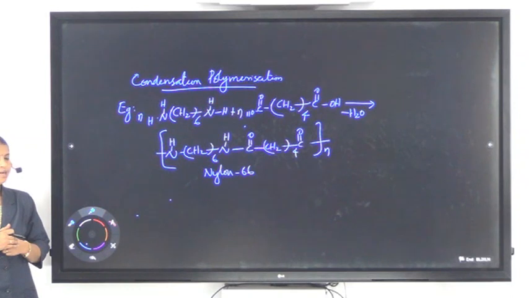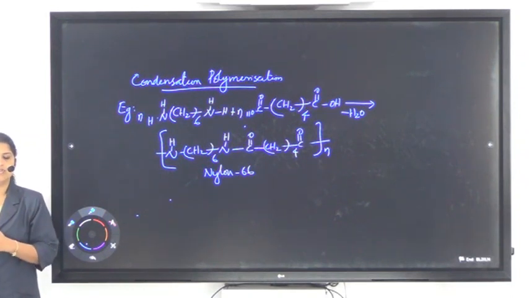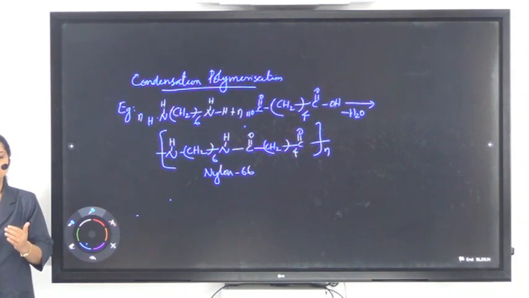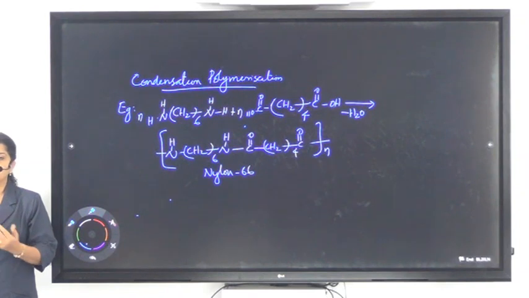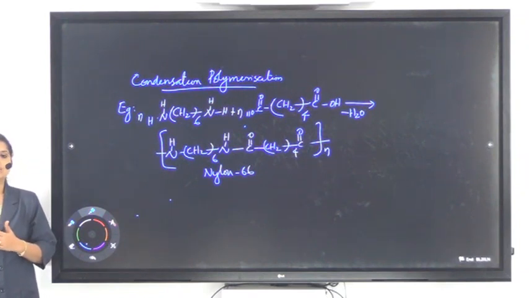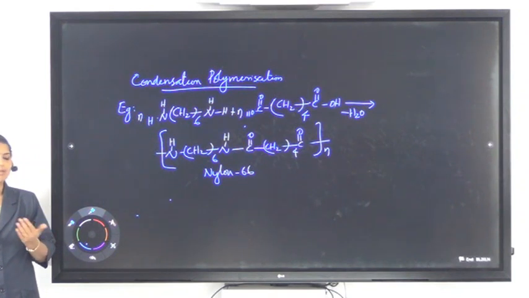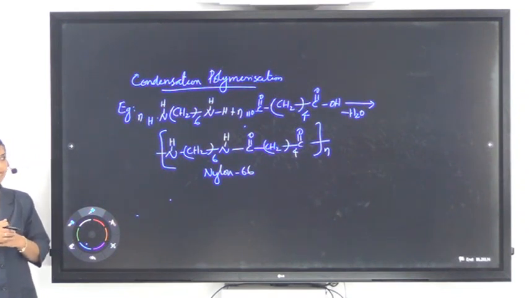Then in addition polymerization, simple addition of monomers takes place. Therefore, we can say that the polymer formed is an integral multiple of the original monomer taken. But in condensation polymerization, there is elimination of molecules. Therefore, we cannot say the polymer formed after polymerization is an integral multiple of the original monomer taken.